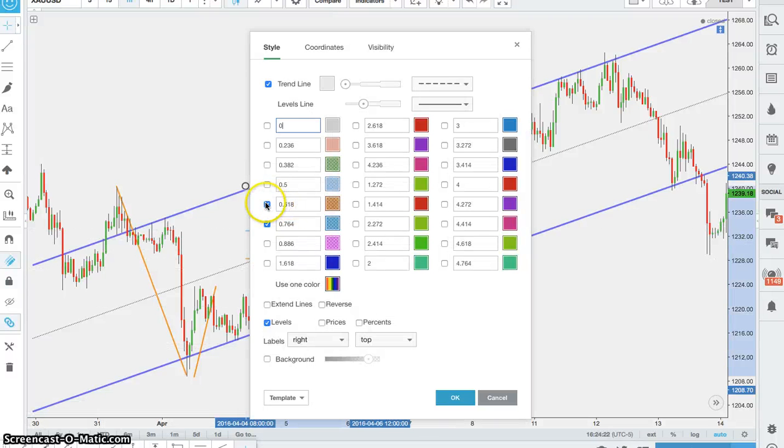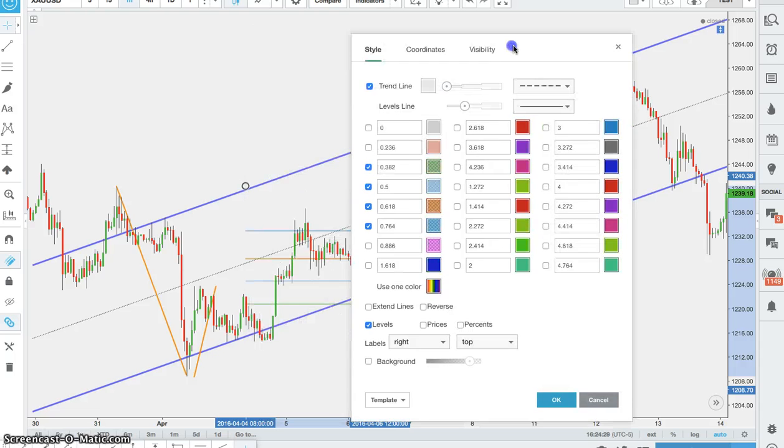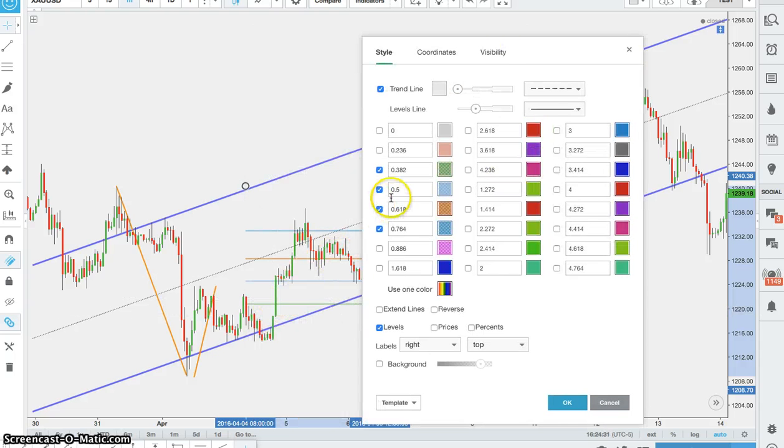And then I'll remove this one. I use the 382, the 50%, the 618, and then the 764. And after it's broken through a level, I'll always take it off just to clear up my charts.